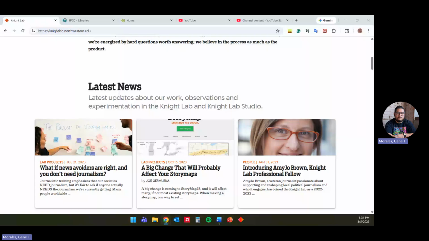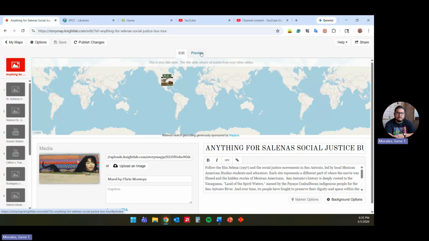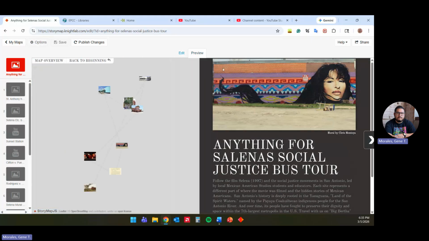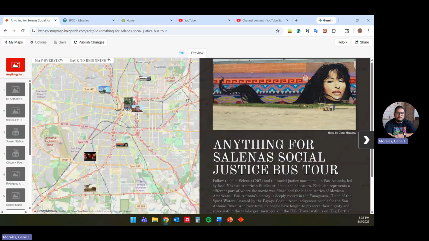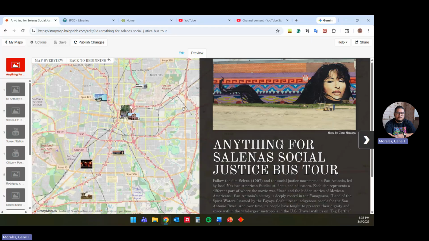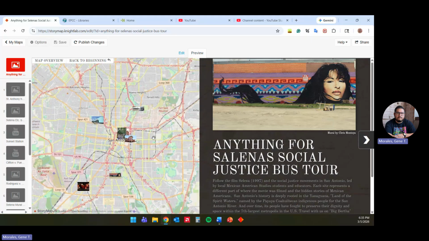And if you've been watching the tutorials, the tour is actually going to go to multiple different sites. It's going to start off at St. Anthony's Hotel, and then it's going to move over to a bunch of different spaces in San Antonio. So let me give you an overview of what Night Lab looks like. Story Maps is really cool because it's basically a glorified PowerPoint, but you get to add geolocations of different spaces across cities, towns, the Earth in general.